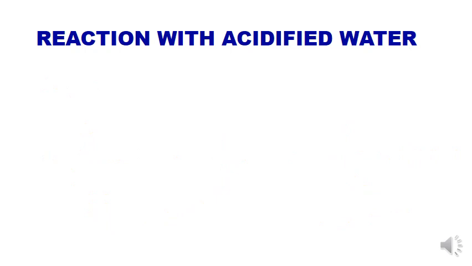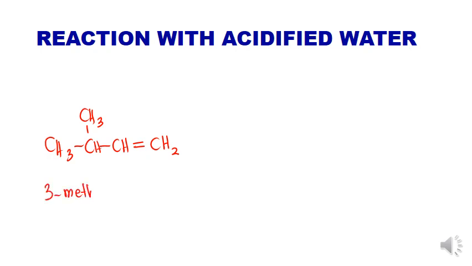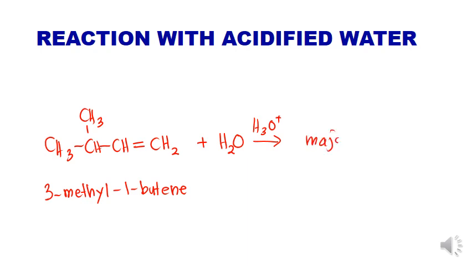Alright, so now let's try another example. Let's say we have an alkene, 3-methyl-1-butene. If 3-methyl-1-butene reacts with acidified water, which is H2O in the presence of H3O+, what is the major product formed?